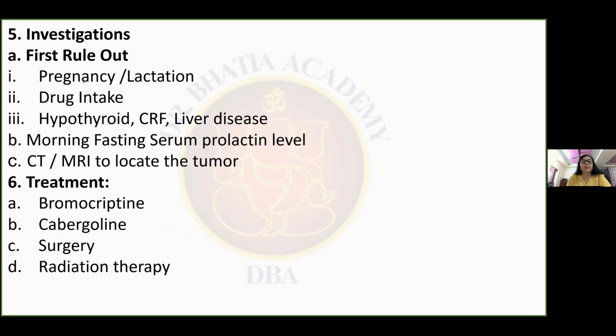Rule out pregnancy and lactation before proceeding further, then check drug history, hypothyroidism, CRF, liver diseases. Then check the morning fasting serum prolactin level, and get one MRI to locate the tumor. Treatment is bromocriptine, that is a dopamine agonist, or cabergoline; go for surgery or go for radiotherapy.